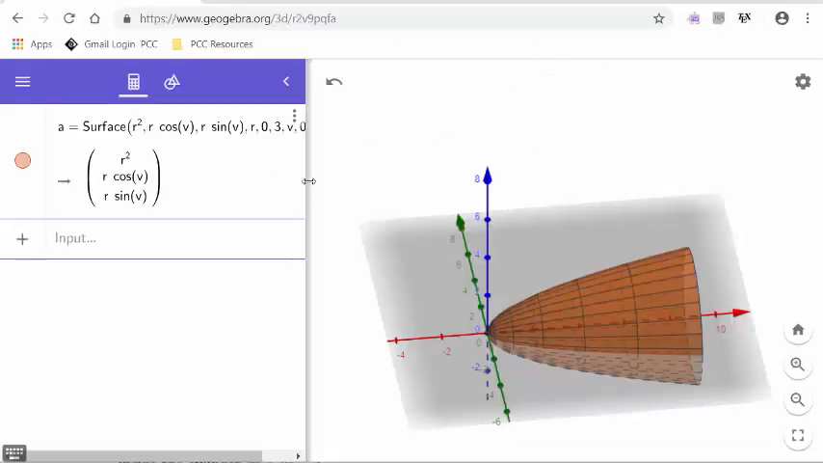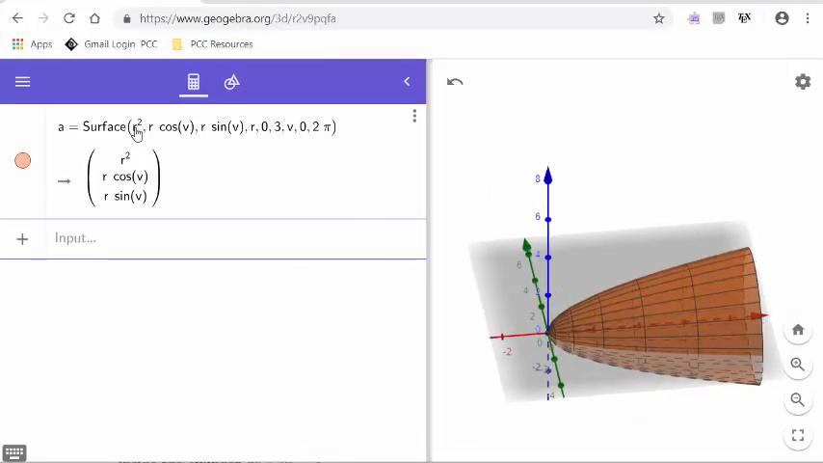So here I've gone ahead and typed in that surface: r squared for my x component, r cosine of v for my y component, r sine of v for my z component. And r we're going to have go from 0 to 3. My v, I'm going from 0 to 2 pi to go all the way around here. The r from 0 to 3 is me actually getting ahead of myself. We'll talk about that on the worksheet in just a moment.